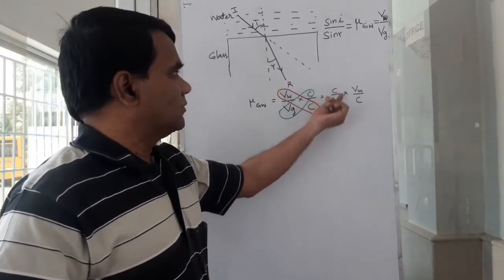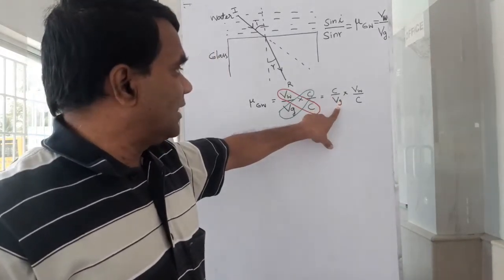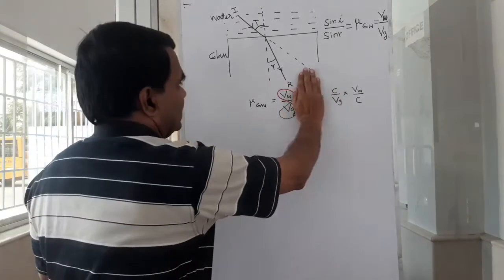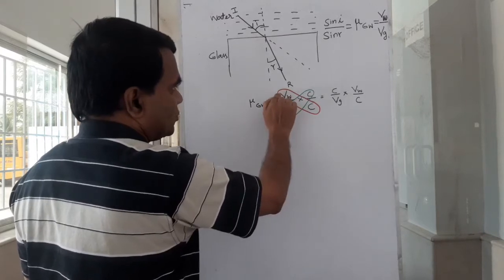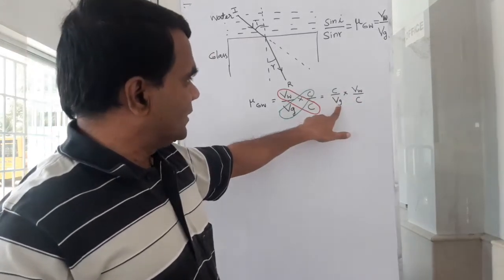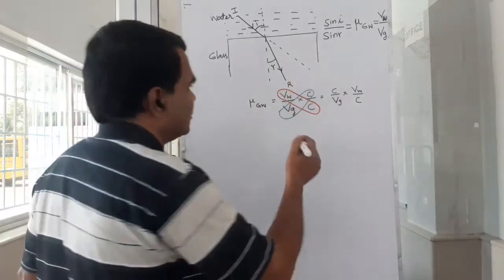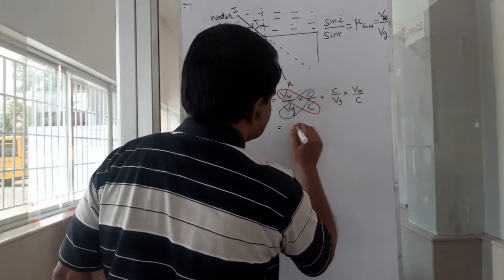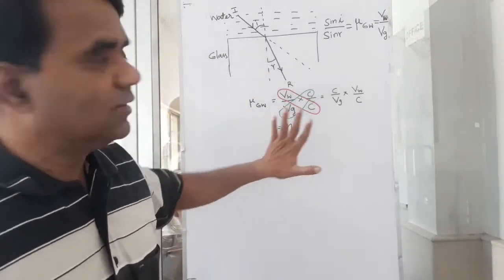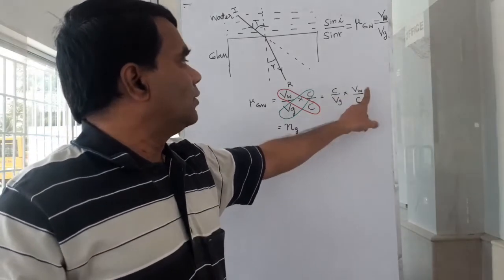But what is this? C by Vg is the refractive index of glass with respect to vacuum. Just think about it. This was the refractive index of glass with respect to water. Likewise, this term alone is the refractive index of glass with respect to vacuum. Okay, so that I will call simply Ng, the refractive index of glass. Okay, and now what is this?